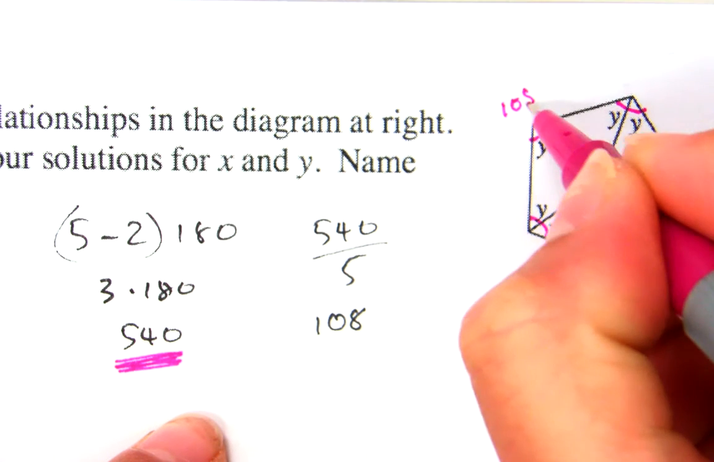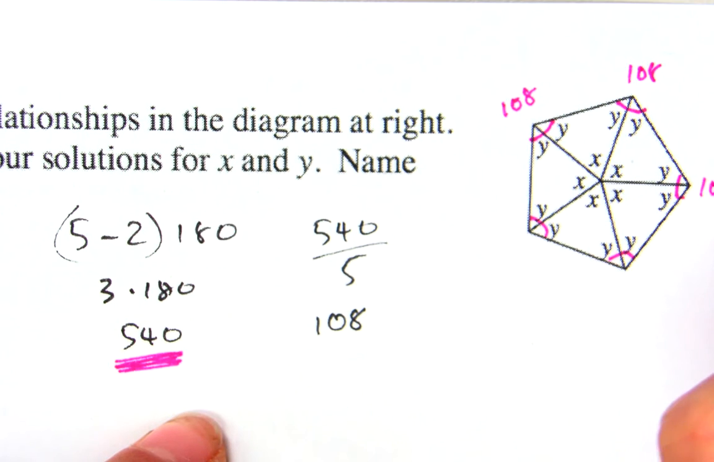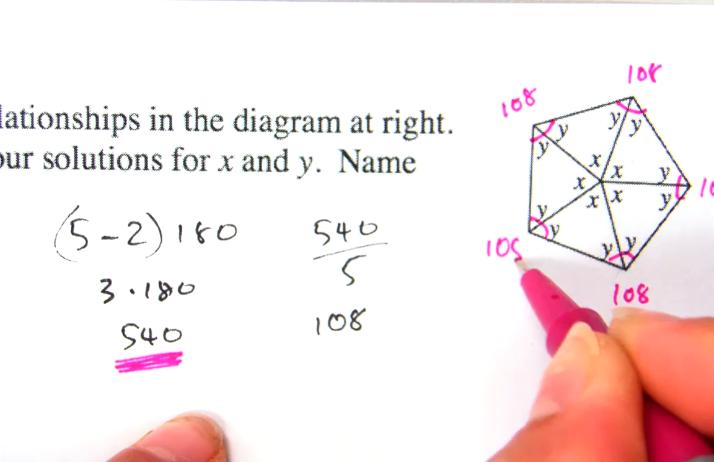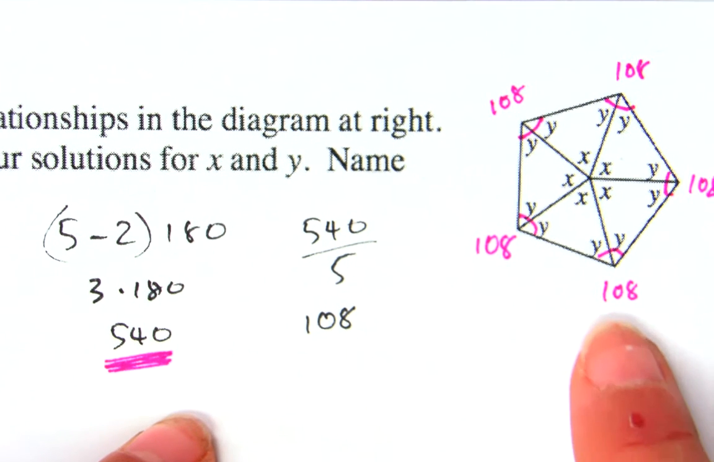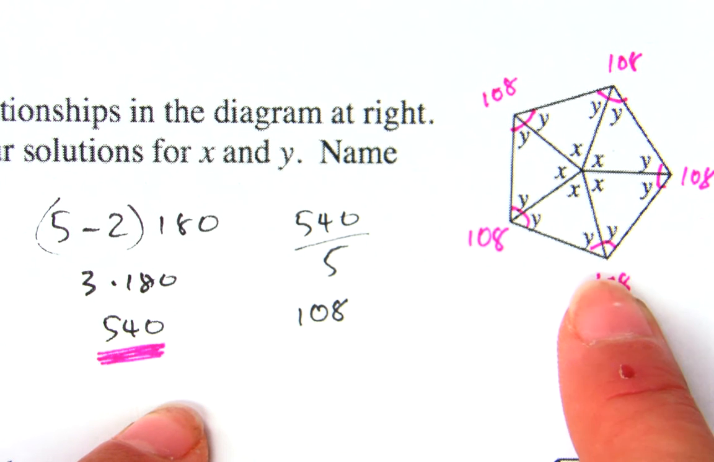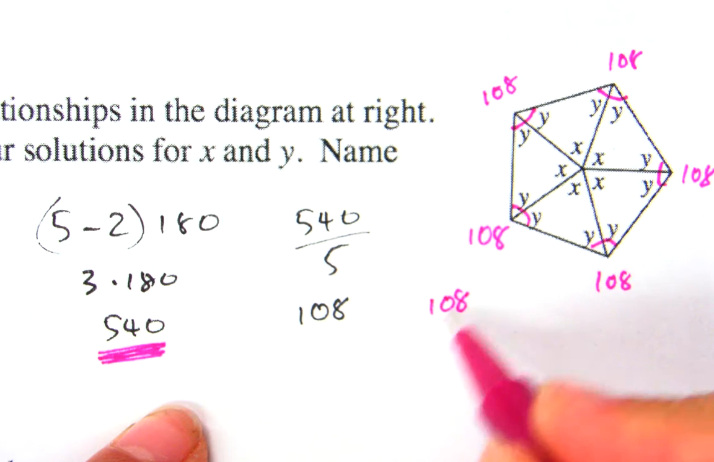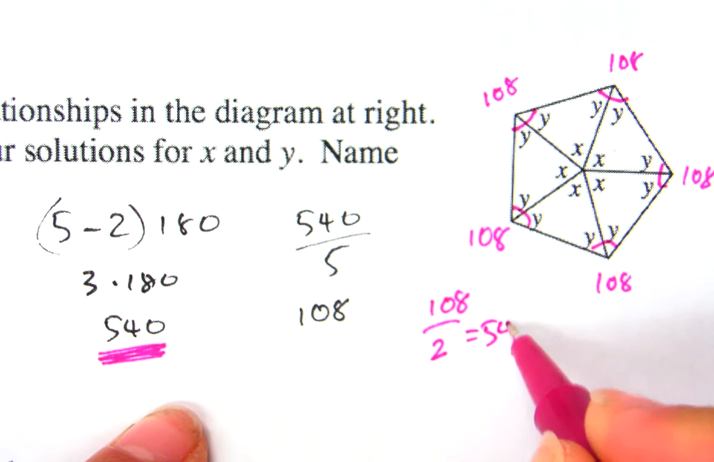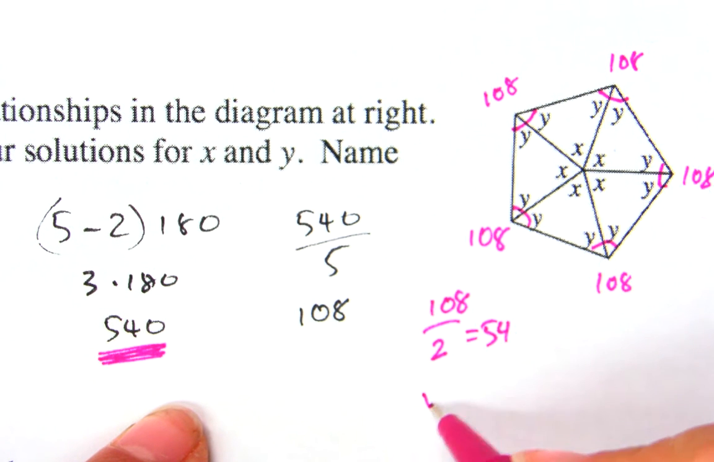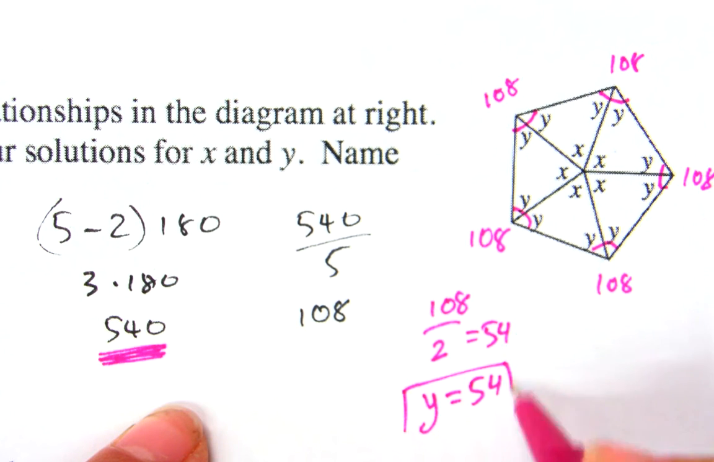So this is 108, this is 108, this is 108, this is 108, this is 108. And then technically the y is going to be half of that, because the radius of any polygon, which goes from the center to the vertex, is going to cut that angle in half. So half of 108, oopsie, is going to be 54. So 108 divided by 2 is equal to 54. So y is equal to 54 degrees.